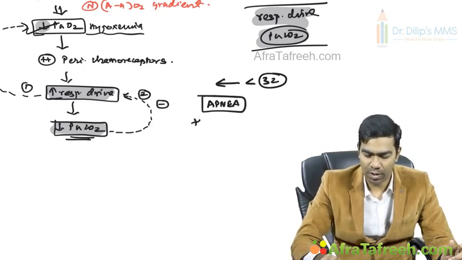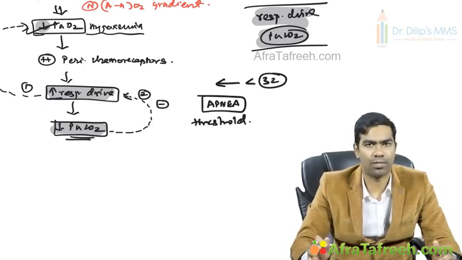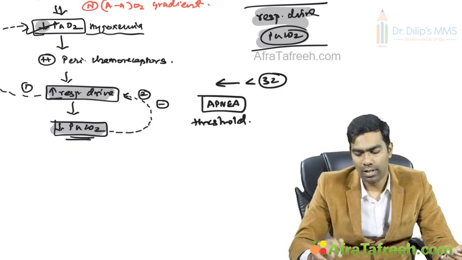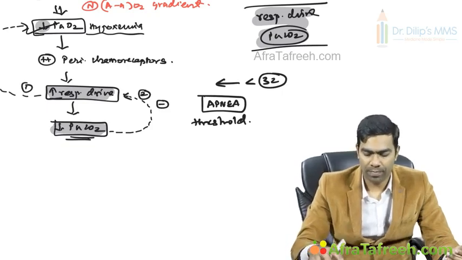Clear? This is what we refer to as apnea threshold. This 32 millimeters of mercury. Normal carbon dioxide is 36 to 44, with an average of 40. 40 is the normal carbon dioxide average in the majority of patients. But less than 32, we call it the apnea threshold. Clear?